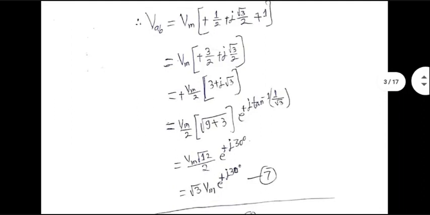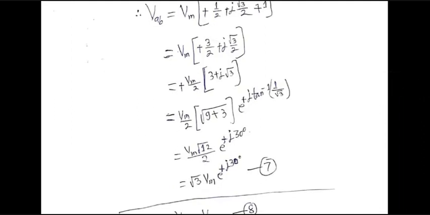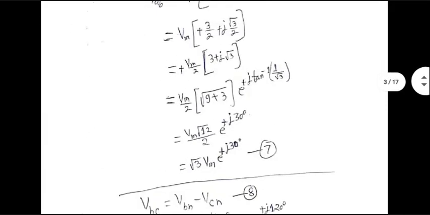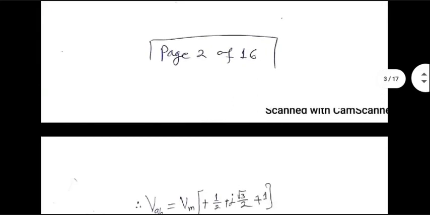Once you simplify, you see that line voltage AB has magnitude which is square root of 3 multiplied by the peak value of the phase voltage, VM. And also there is a 30-degree phase shift compared to VAN. VAN is assumed to have 0-degree phase shift. That is the reference.